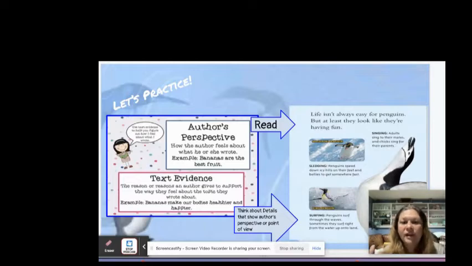So with all that said, the author's perspective and his point of view is that penguins have a hard life. But although they have a hard life, they make it look like fun.